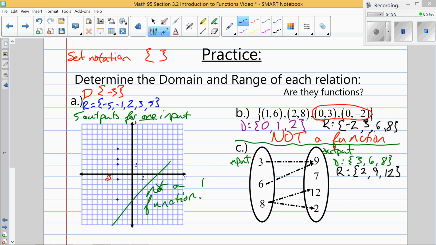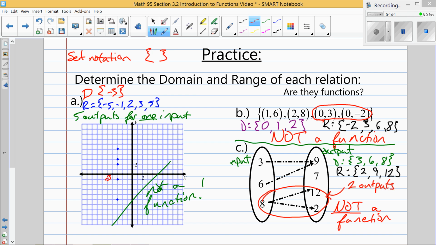So if I just look at my domain and my range, if I ignore my diagram, I have 3 inputs and 3 outputs. So this looks like it very well might be a function. But if I look back at my diagram, I see that the input of 8 corresponds to both 12 and 2. So this input has 2 outputs. So this, again, is not a function.